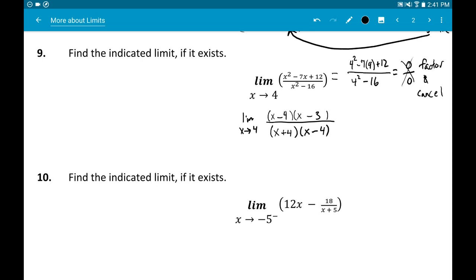Okay. And notice we've got something in common. X minus 4 on top and bottom, so those can be canceled. That leaves us x minus 3 over x plus 4. All we've got to do is plug in our number now. So 4 minus 3 over 4 plus 4 is going to give us 1 over 8 as a solution.